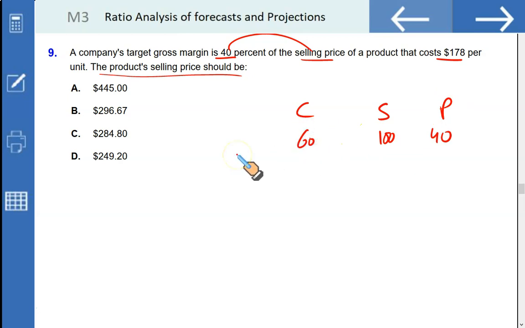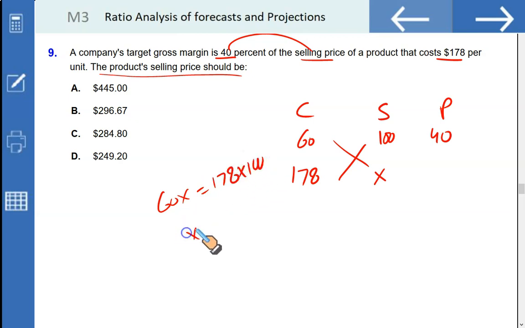This is a very fantastic way of doing any question involving CSP, cost, profit, and sales. So if the cost is 178, you can directly find the selling price or profit, whatever is required. Since we need to find the selling price, mark it X, make a cross and solve it. 60 times X is equal to 178 times 100, so X is equal to 178 times 100 upon 60, and if simplified, it will give you 296.66, so on. That makes B the correct option.